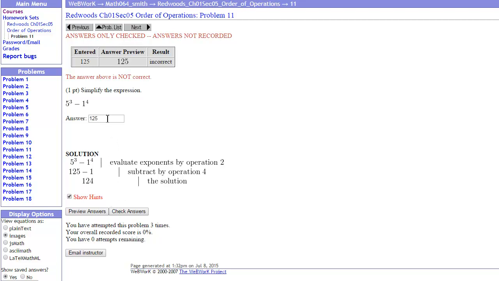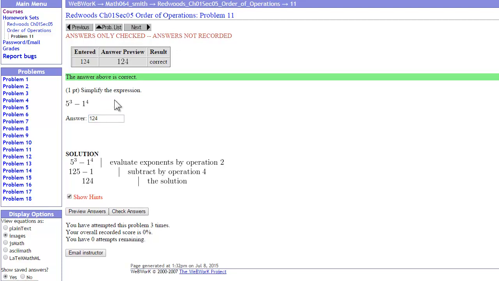you wanted to try 124, you could try it again. You won't get credit for it if there's only 3 chances allowed. However, you can see if you finally got it figured out, and I did. I got 124, I got it correct, and it says answers only checked, answers not recorded. That's because I got it on the 4th try.